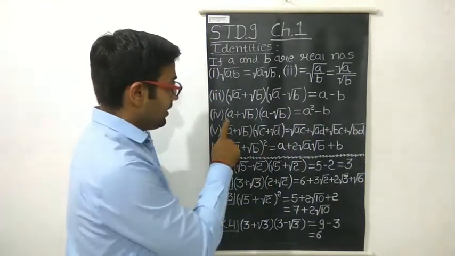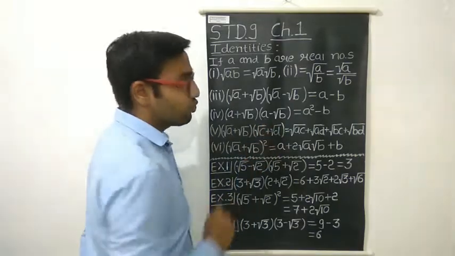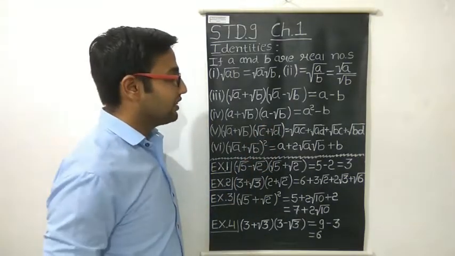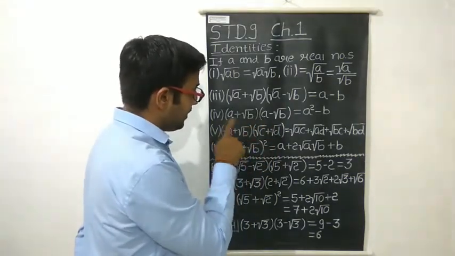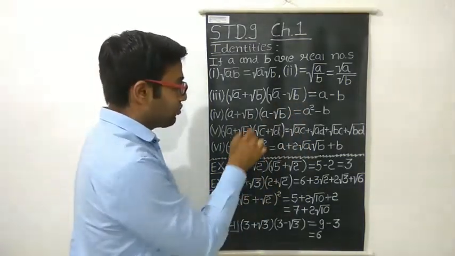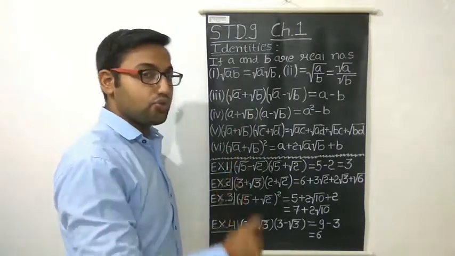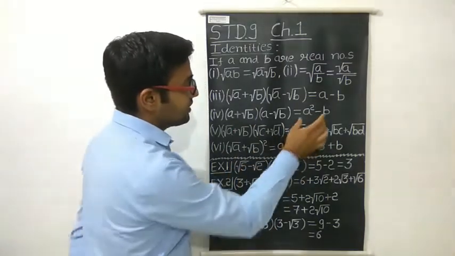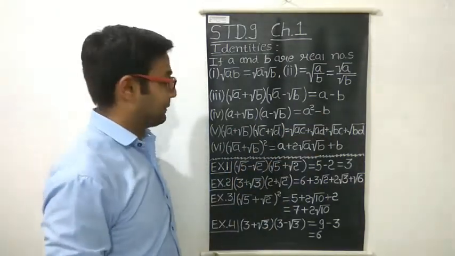Fourth identity is a plus root b, a minus root b. We have to use again the same identity. So first term square, that is a square, negative sign, second term square. The second term is root b, and the square of root b is b. So the result we get is a square minus b.